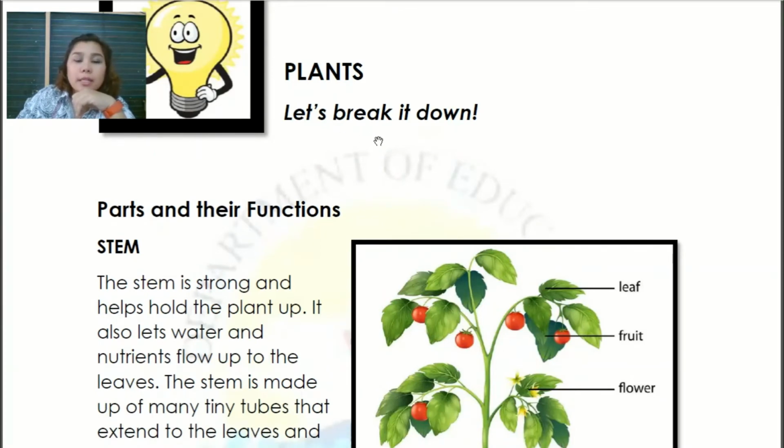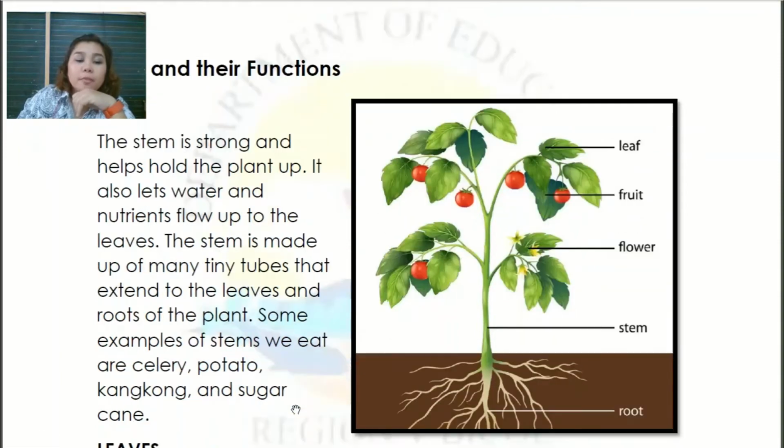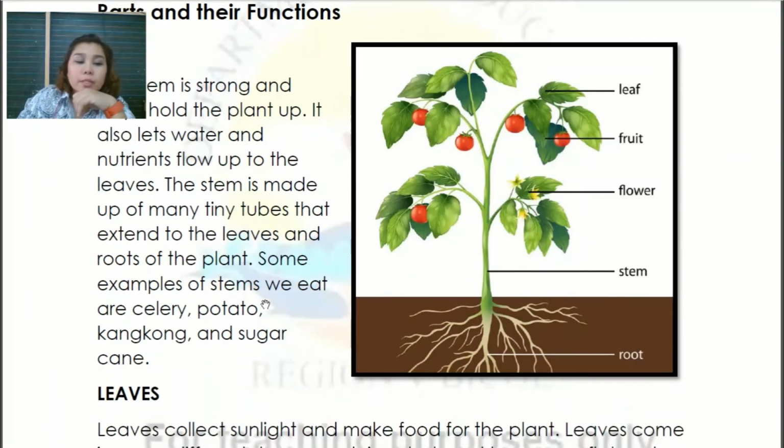Okay, so plants, let's break it down. Parts and their functions. Stem. The stem is strong and helps hold the plant up. It also lets water and nutrients flow up to the leaves. The stem is made up of many tiny tubes that extend to the leaves and roots of the plant. Some examples of stems we eat are celery, potato, kangkong, and sugar cane.